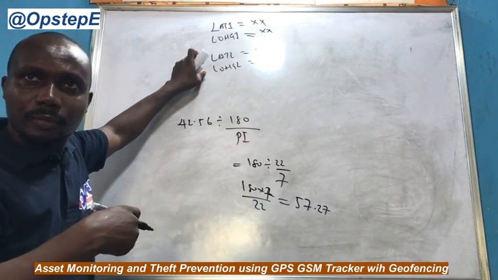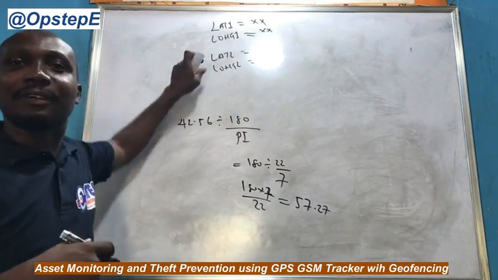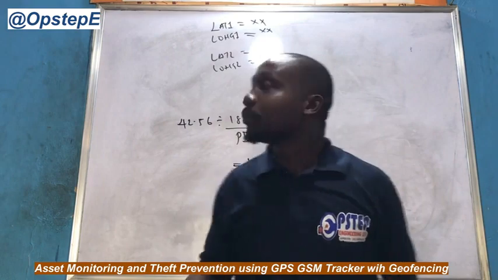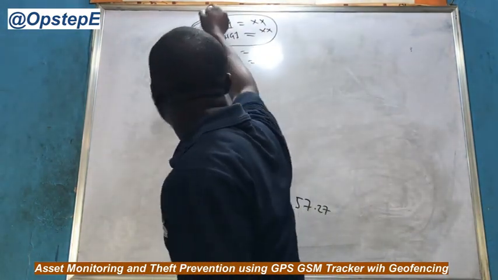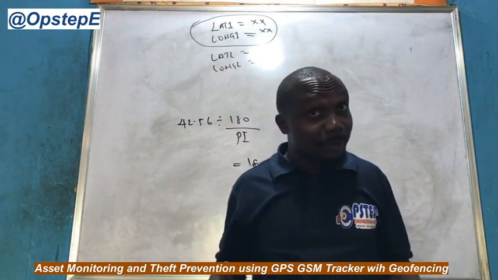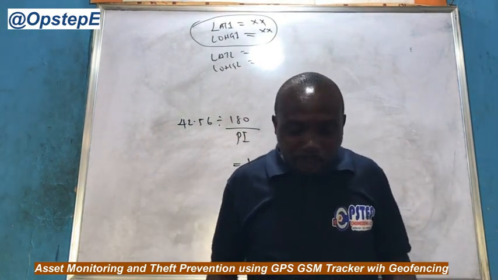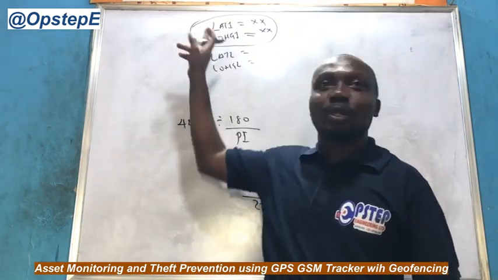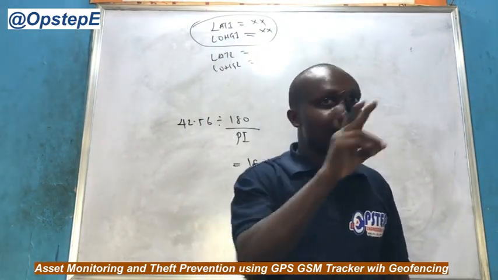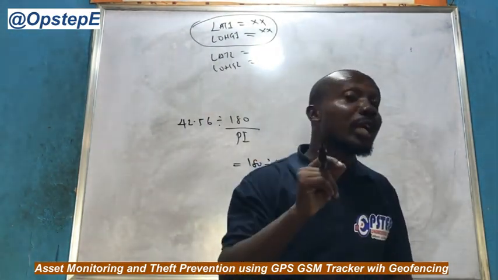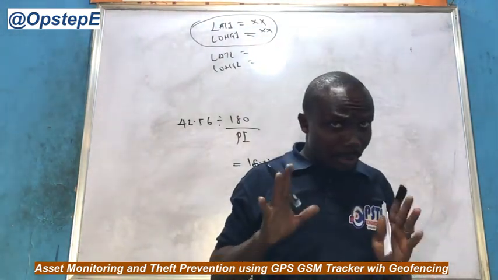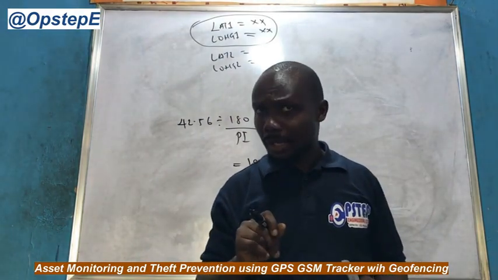Are we still talking about the boundary you want to create? No, you must have created the boundary. Don't forget that the boundary is just a distance in meters from your starting location. So if this was my starting location, don't forget this starting location has a latitude and longitude, in degree, minute, and second, that we must have converted to what? Degree decimal. Are you following? Yes. Can I continue? Yes.